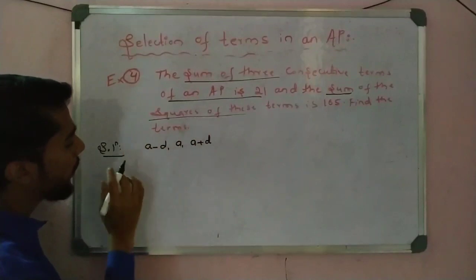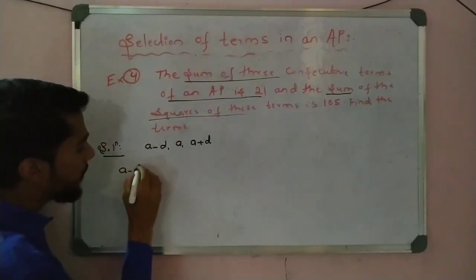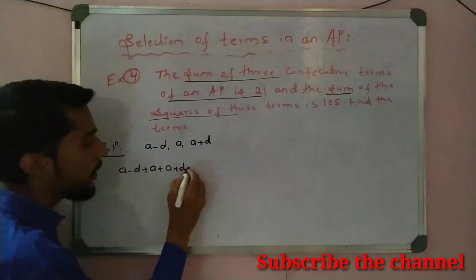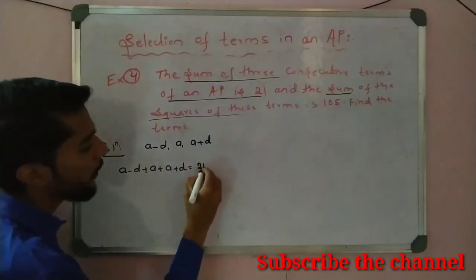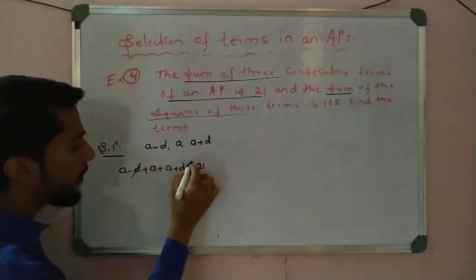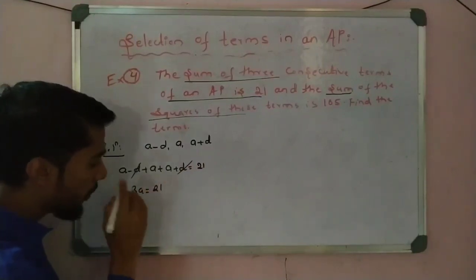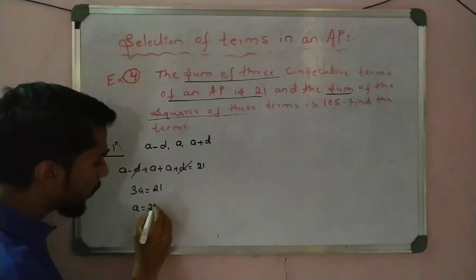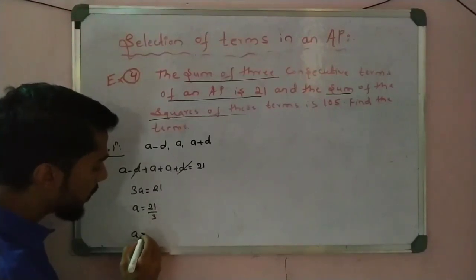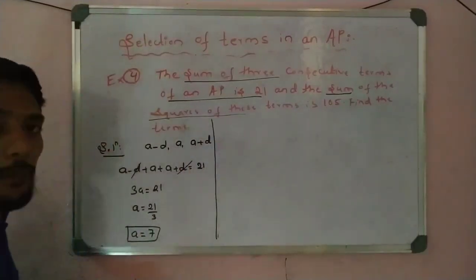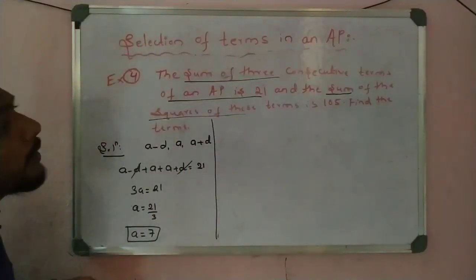First the sum is there, simple one. a minus d plus a plus d is equal to how much? 21. Okay, so now d and d get cancelled. We get 3 times a is equal to 21. So a is equal to 21 by 3. So a is equal to how much? That is 7. Okay, a is equal to 7. Clear? Now let us see what is the next one.